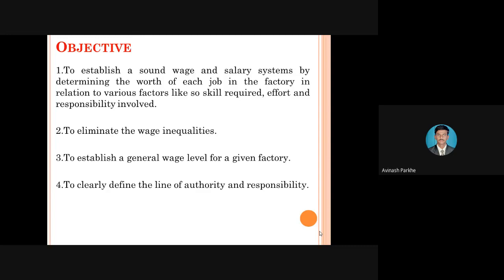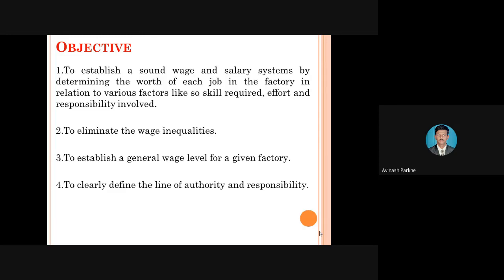Therefore, in that particular job evaluation, it is also implemented to eliminate the wage inequalities. So that will be eliminated by using this particular job evaluation process. To establish a general wage level for a given factory: if we have to start this wages concept in your industry, at that time, the concept of job evaluation plays a very important role.